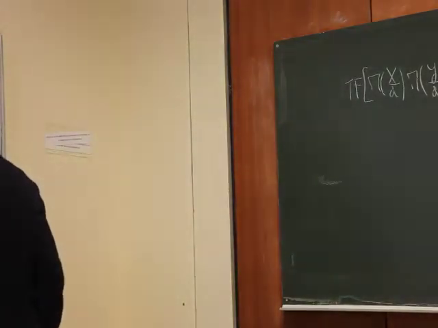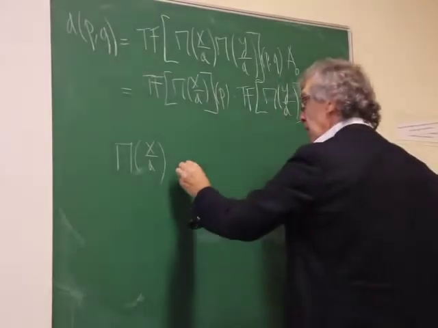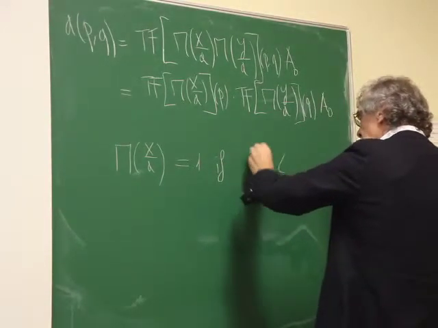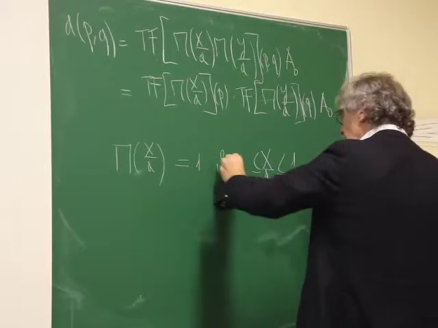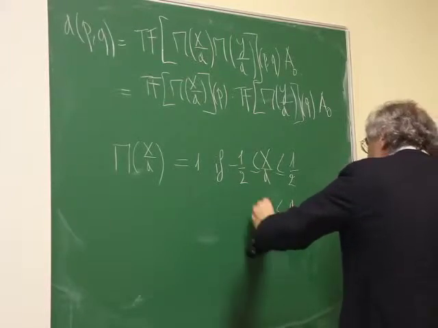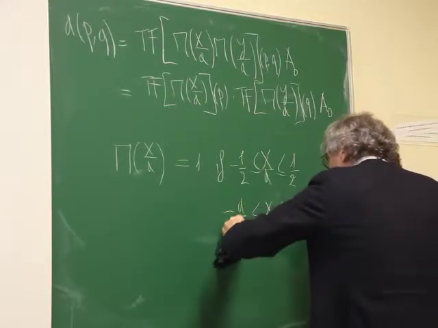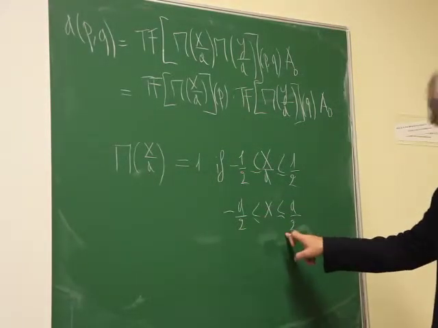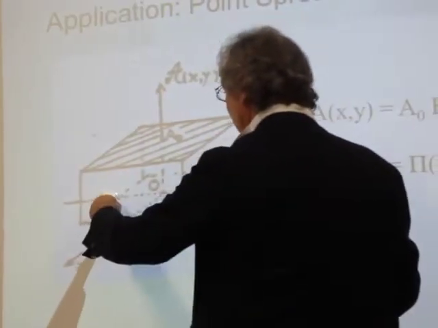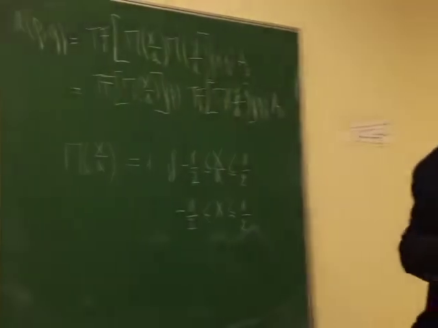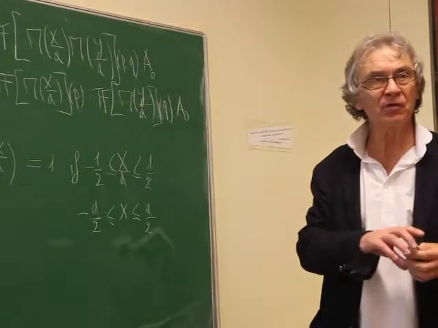If I take the door function of x over a, I know that this is equal to 1 if x over a is smaller than 1 half and bigger than minus 1 half, which means that x is less than a over 2. And you agree? So this door function is equal to 1 if x is in that range. Okay? It's exactly what I see. Here is a half and minus a half, so it's correct. And I make the product of the two because then it gives me a correct representation. So this was the first question.